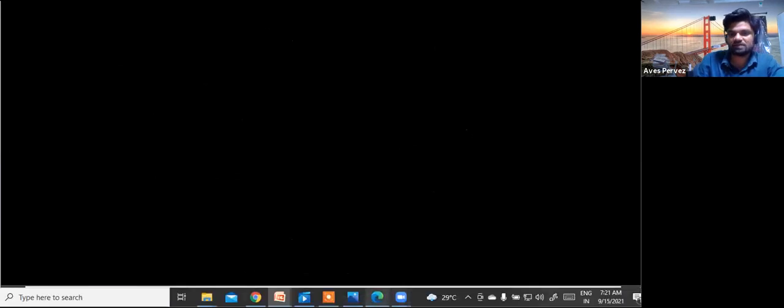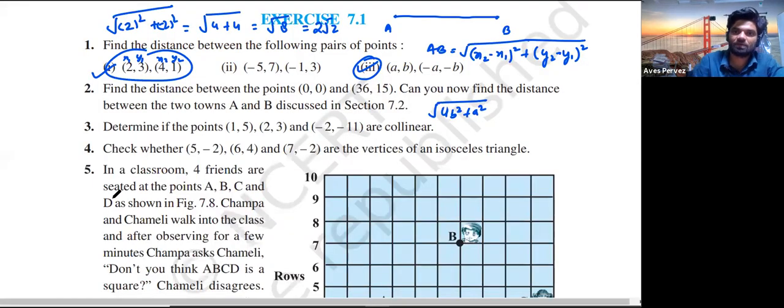So we have a next question. This one is our next question. Find the distance between these 2 points. Can you find the distance between the 2 towns A and B discussed in section 7.2, which is given there?